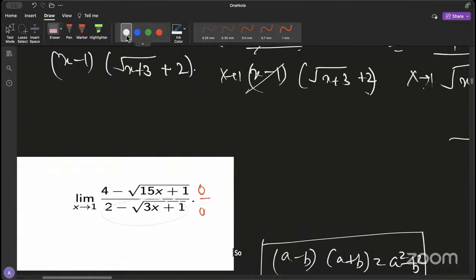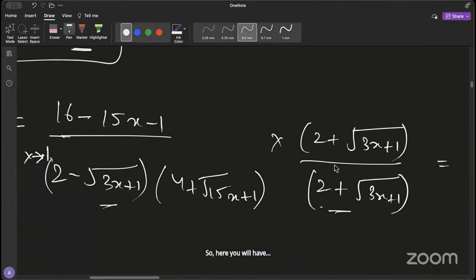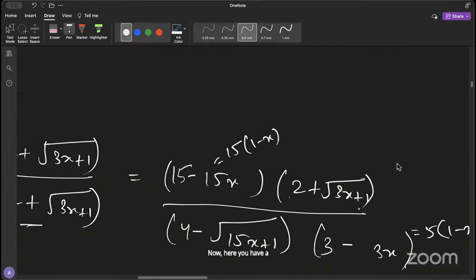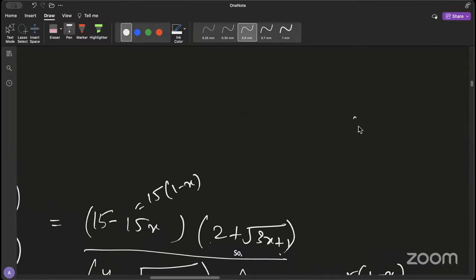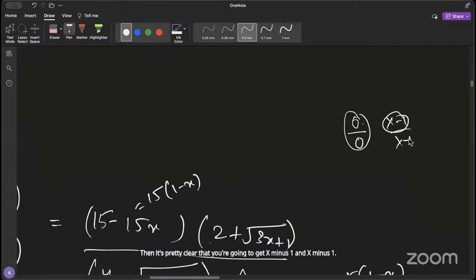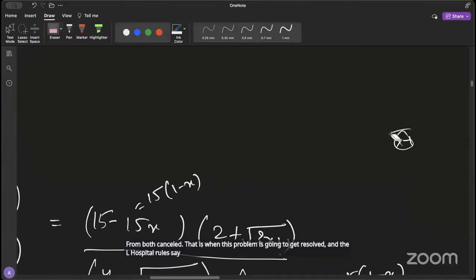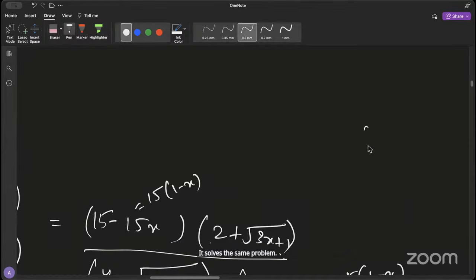So here you have a common factor. If you're getting 0 by 0 form, then it's pretty clear that you're going to get x minus 1 and x minus 1 from both cancel. That is when this problem is going to get resolved. And L'Hopital's rule solves the same problem, but in a different manner. When you do f dash x by g dash x, that factor gets removed.